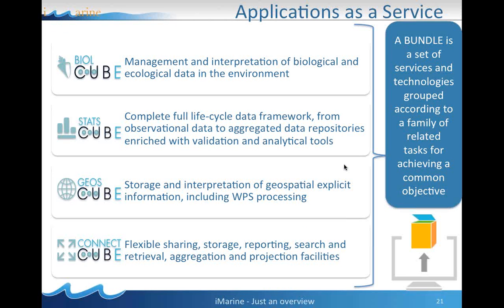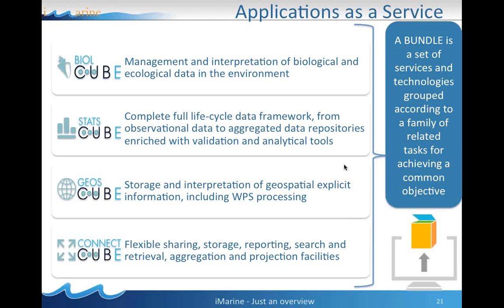In terms of the application catalogs, as I told you, there are more than 500 software components, hundreds of different web services. So we decided to group all this technology in four thematic bundles. One is for the management and interpretation of biological and ecological data, and this is called BioCube. Then StatsCube is for the management of statistical data, including the complete full life cycle for the management of the data. GeosCube is for the management of geospatial information. It includes also web processing service capability. And then finally, ConnectCube is a set of technology that supports sharing of data, reporting, and aggregation and projection.